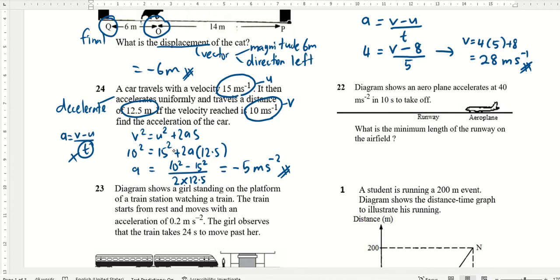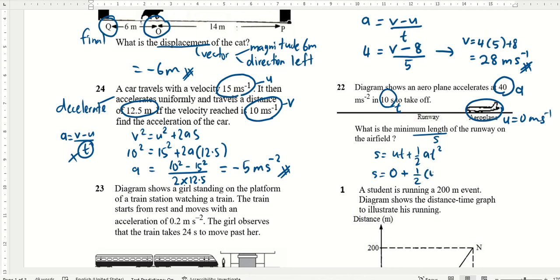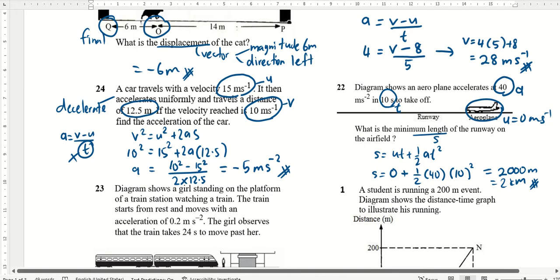The velocity is decreasing. Next, we have an aeroplane taking off. The acceleration is 40 meter per second per second, so this is A. 10 second is time. We want to find the minimum length, so it is a displacement. So we are going to use the equation S equal to ut plus half at squared. Although it didn't mention the initial velocity, for an aeroplane before take-off the initial velocity is 0 meter per second. So S equal to 0 plus half, A is 40, T is 10 squared. So we will get 2000 meter. Okay, so 2 kilometer, which is reasonable for the runway of an aeroplane.